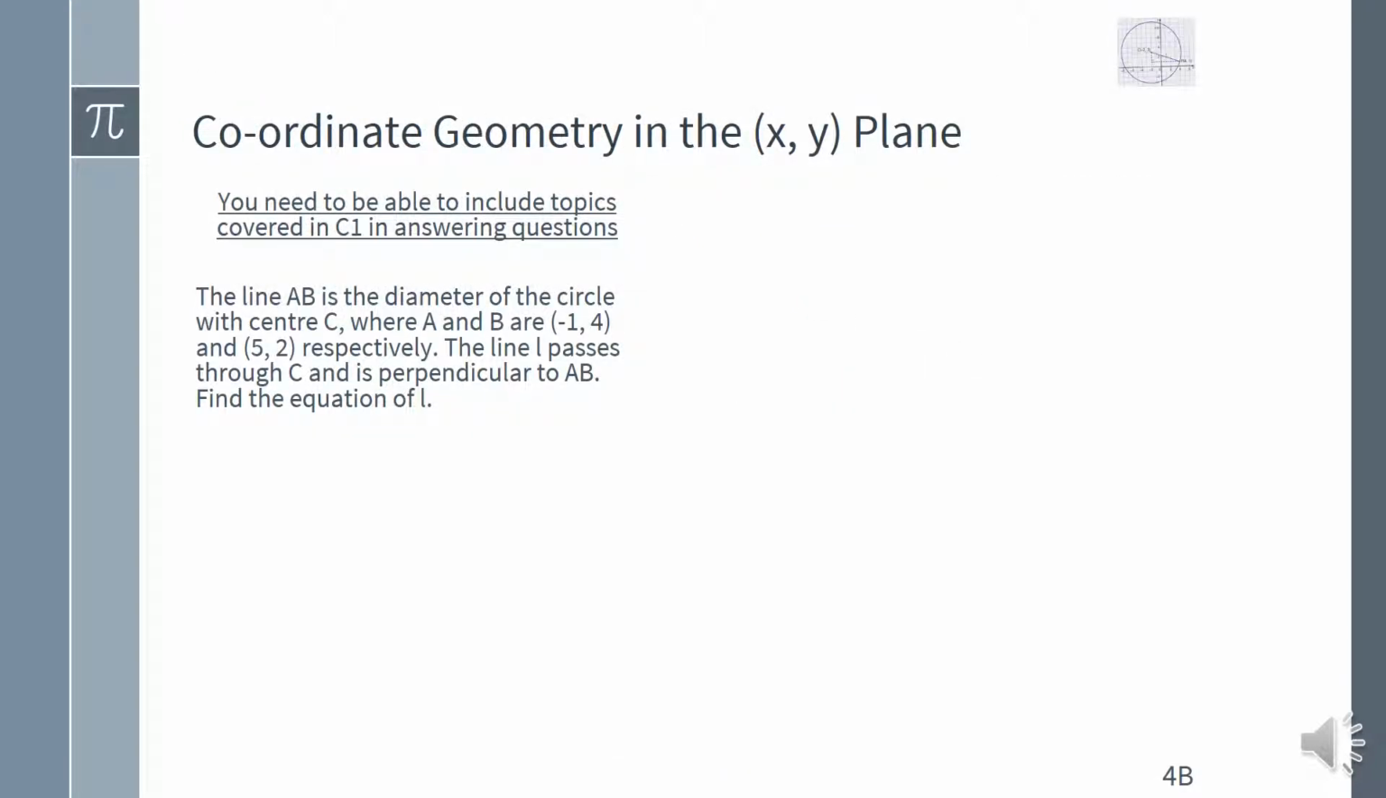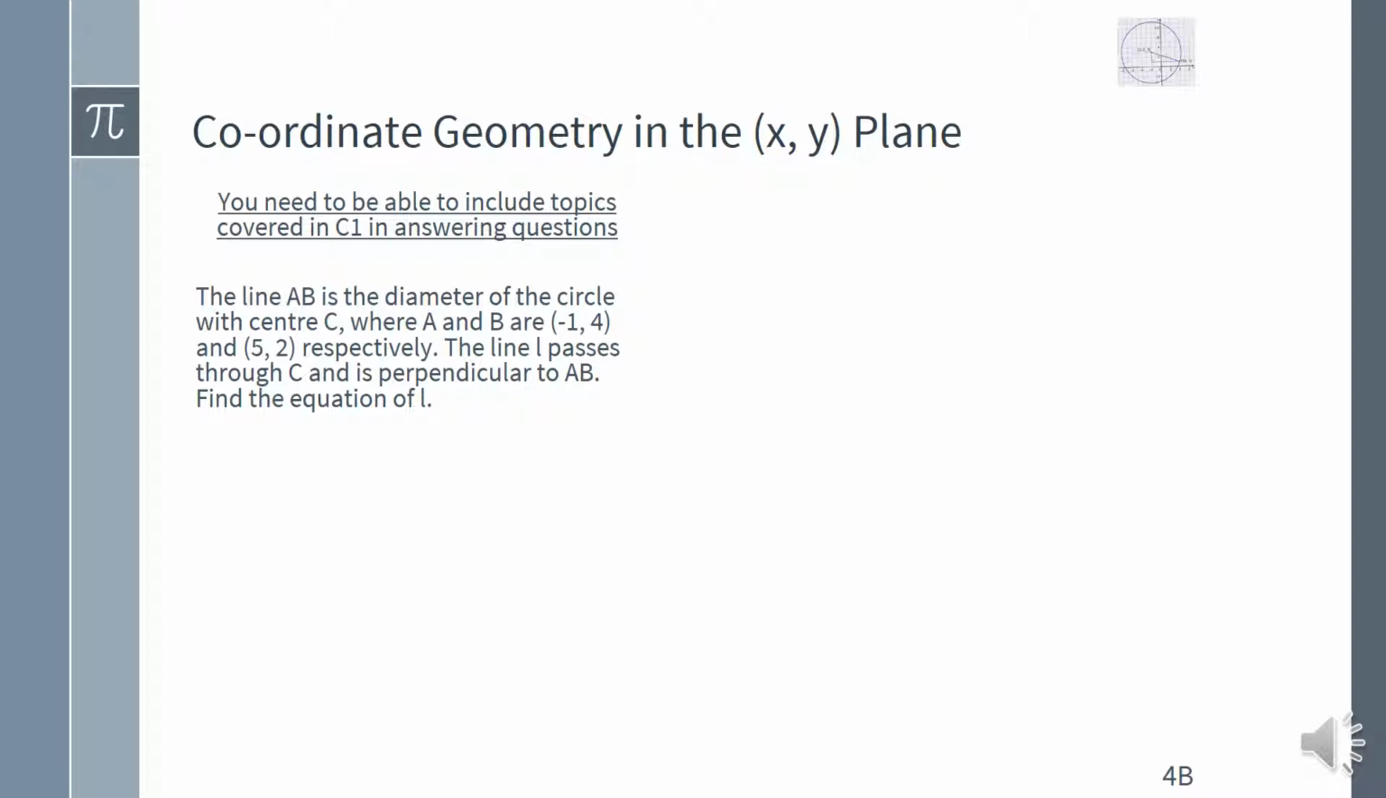We can now do some relatively tricky problems. These are often quite wordy. So the line AB is the diameter of a circle, centre C, where A and B are minus 1, 4 and 5, 2 respectively. Respectively just means they're in the same order, so A is minus 1, 4 and B is 5, 2. The line L passes through C and is perpendicular to AB. Find the equation of L.